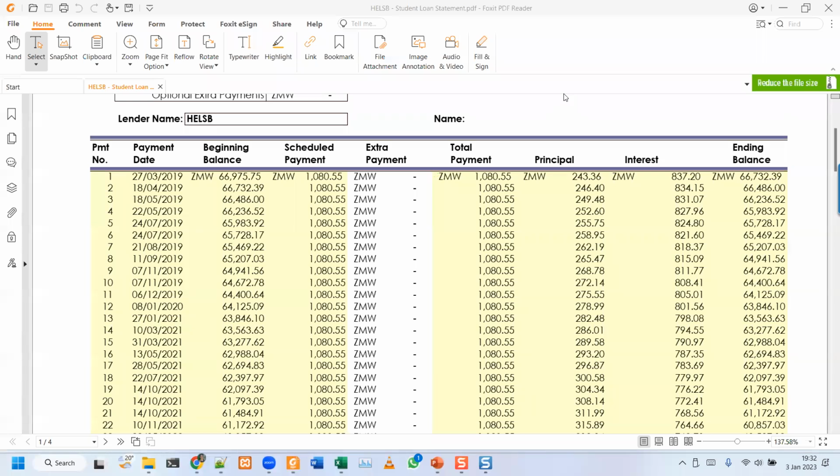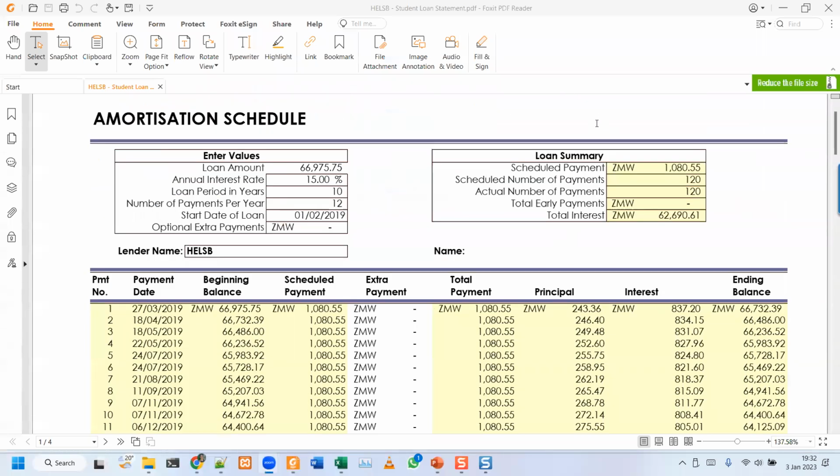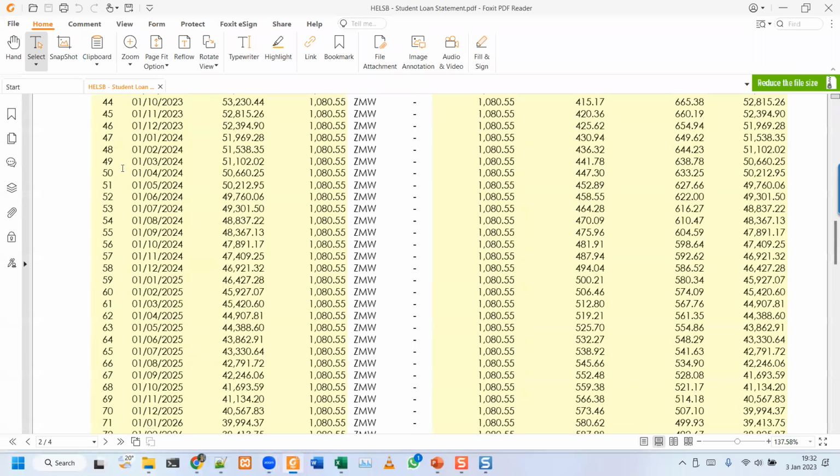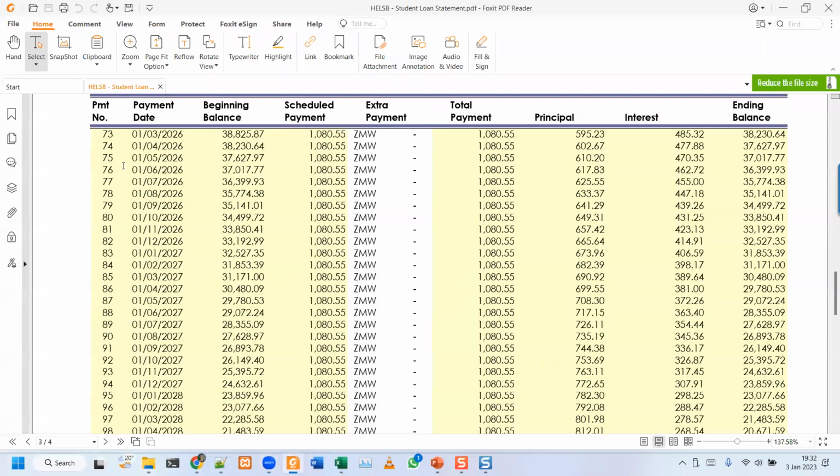Oops. We can't possibly go through it all, so I'll just scroll through the whole schedule. So we have all these payments. And this is a very nice sheet, isn't it? It gives you so much information to work with.